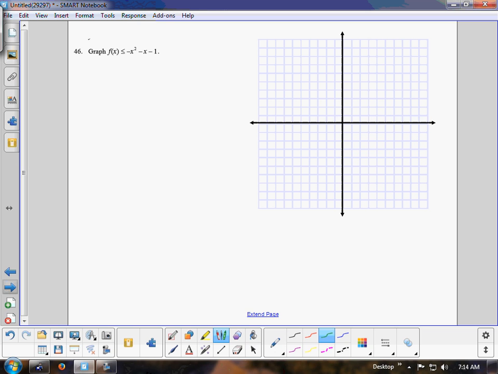Okay, you have to realize that this is y equals negative x squared minus x minus 1. And you should know that this is a parabola, and it's a frown-faced parabola. But because it's an inequality, we're going to either shade above or below. And in this case, it's less than. So we're going to shade below the parabola. So our answer should be a solid line.